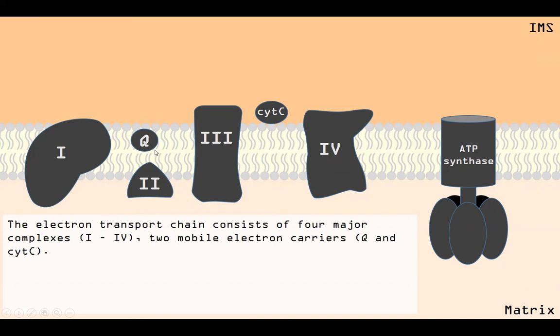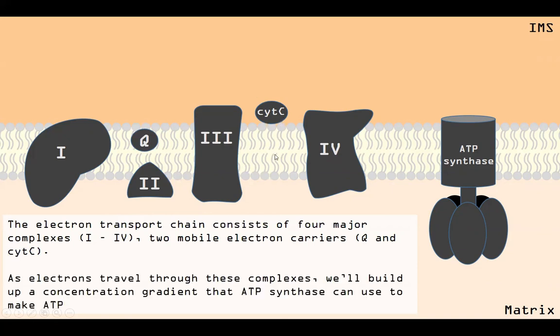For now, we're calling them Q and site C. Okay. As electrons travel through these complexes, which we'll get to in a minute, they'll build up a concentration gradient of protons that we'll be able to use through ATP synthase. So that's kind of the overall picture of what we'll be looking at, but again, we'll get to each of these complexes on their own.